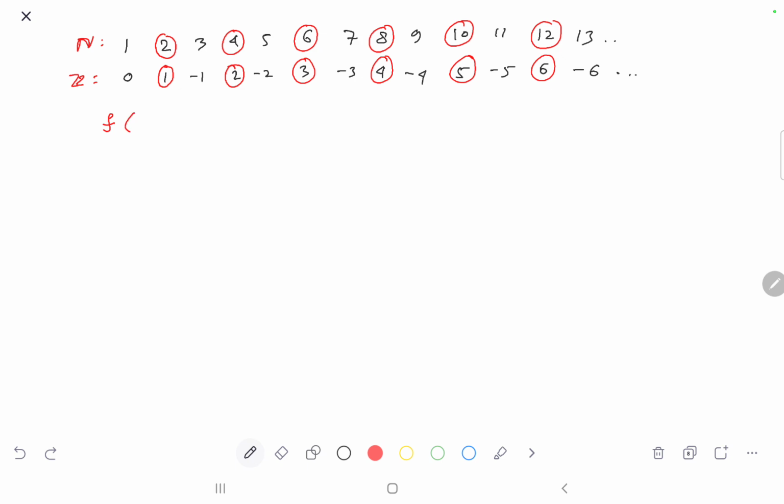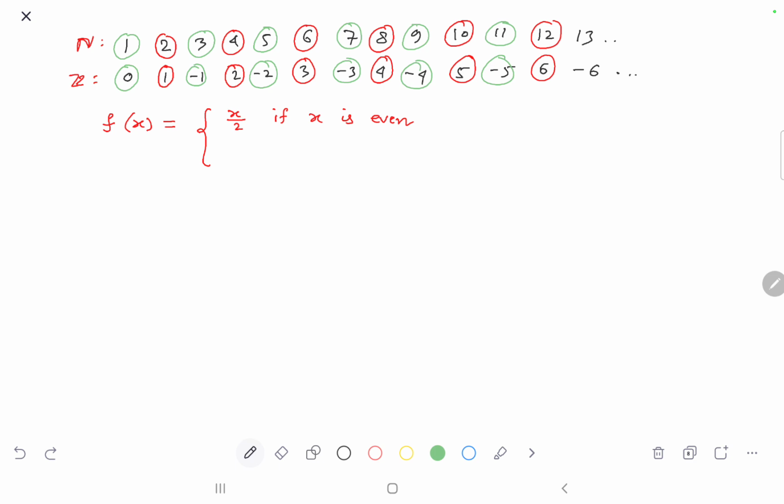So f of x equals what? x by 2 if x is even, right? Now what happens with the odd numbers? 1 goes to 0, 3 goes to -1, 5 goes to -2, 7 goes to -3, 9 goes to -4, 11 goes to -5, like this, right?